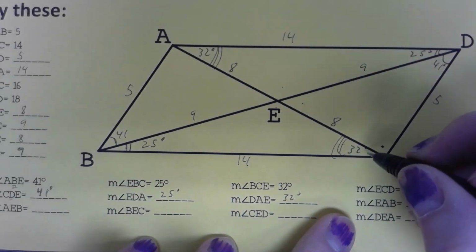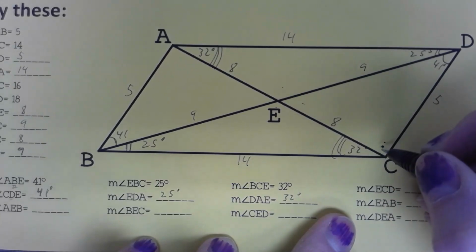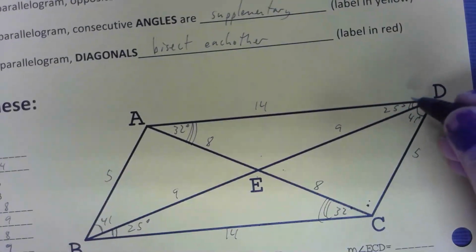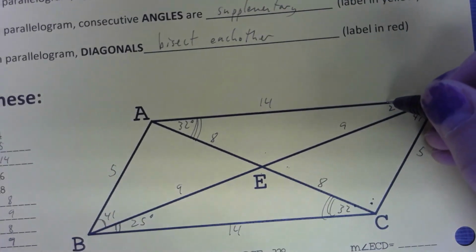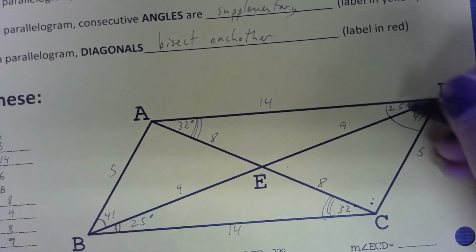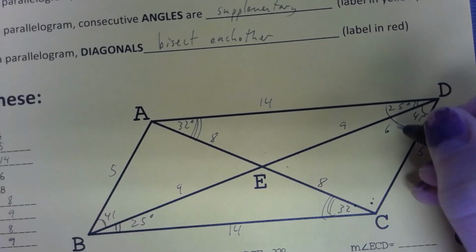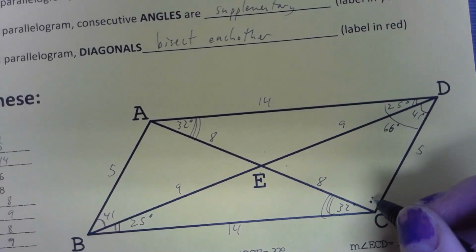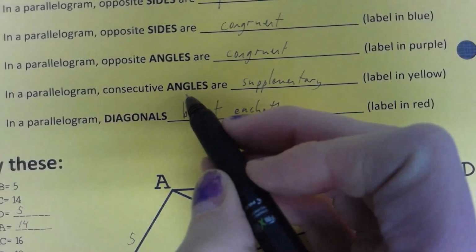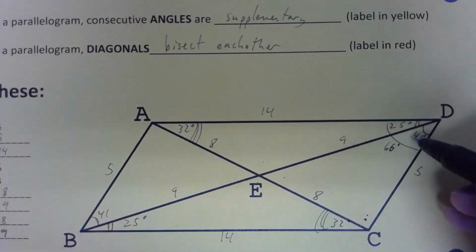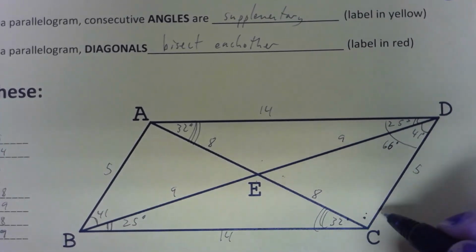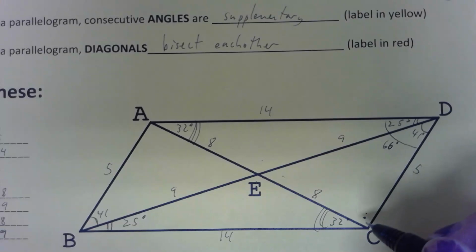Notice that these two angles are going to be the consecutive angles with these two over here. So this big angle here is the 25 and the 41 put together. So that'd be 66 degrees. And this angle put together are going to be those consecutive angles that are supplementary. So these four angles rather, these two plus these two, add up to 180.